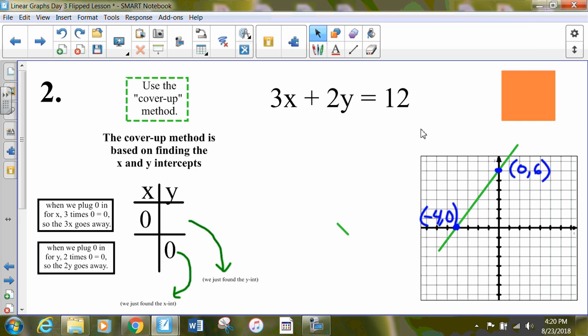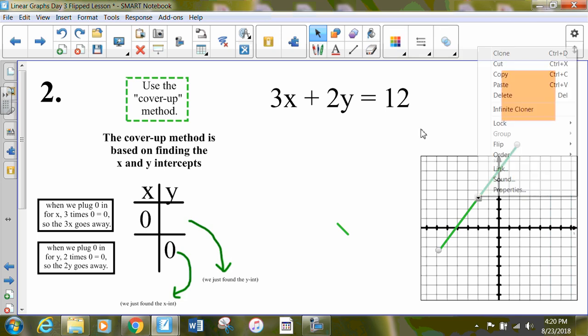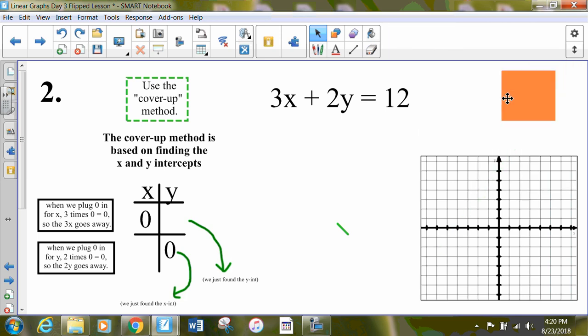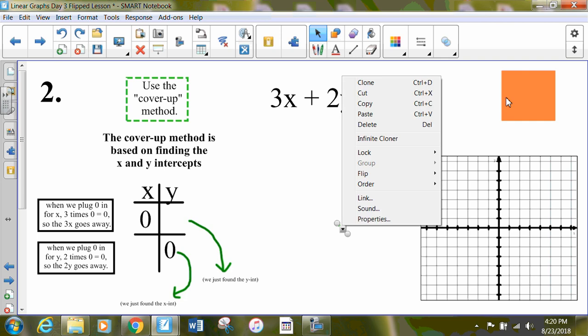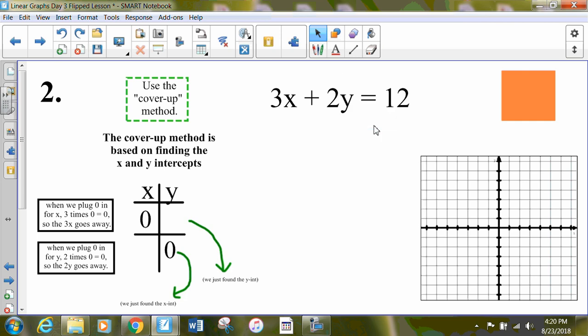So here's how it's going to work. I'm going to get rid of this. Oops, and I got to get rid of this too, don't I? Let's delete that, and let's delete this while we're at it. Okay, so here we go.